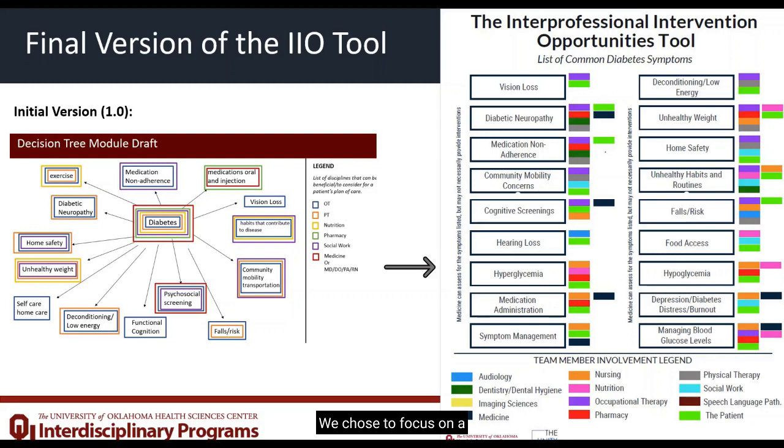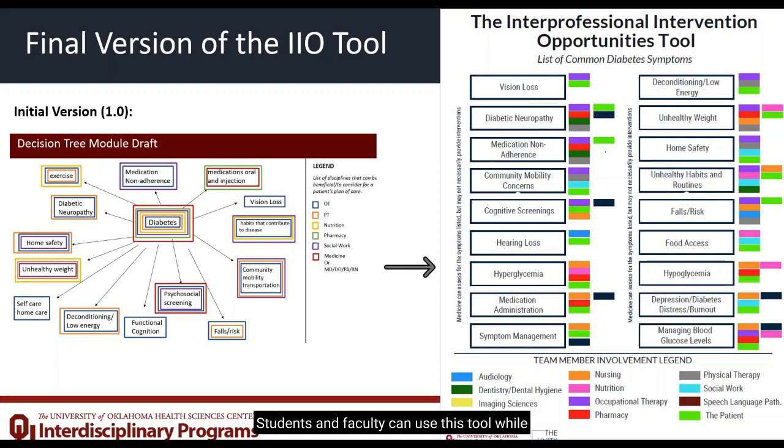We chose to focus on a single diagnosis and its symptoms. We picked diabetes because it is prevalent at the Unity Clinic. The decision tree module draft was the IIO tool 1.0, and it's come a long way. We worked to be inclusive of all professions that intervene. Each discipline told us how they fit into the intervention of the symptoms of diabetes. Consistent with a person-centered team approach, we made the client an equal team member. The patient is the bright green bar.